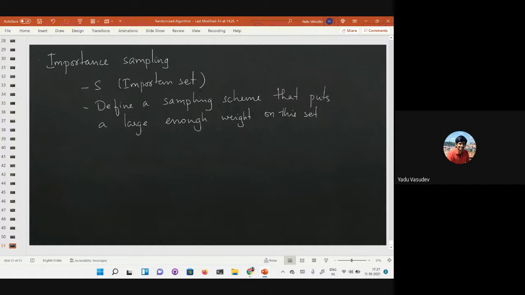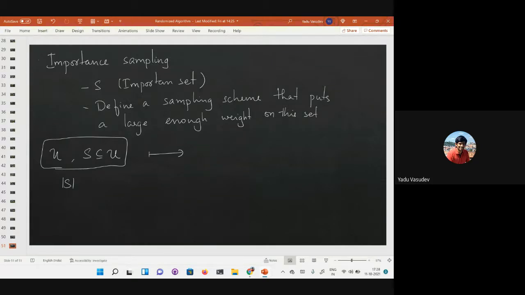So it's called importance sampling because there is an important set on which you are trying to put a weight. In our case, we are going to do an importance sampling, but then we are no longer going to sample from U. So in our problem, we have the set U and we have the set S subset of U. These are the two sets of interest for us, and we are interested in cardinality S.